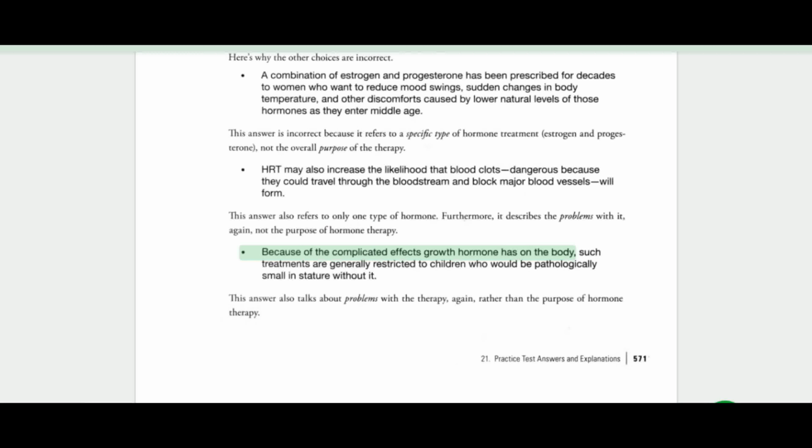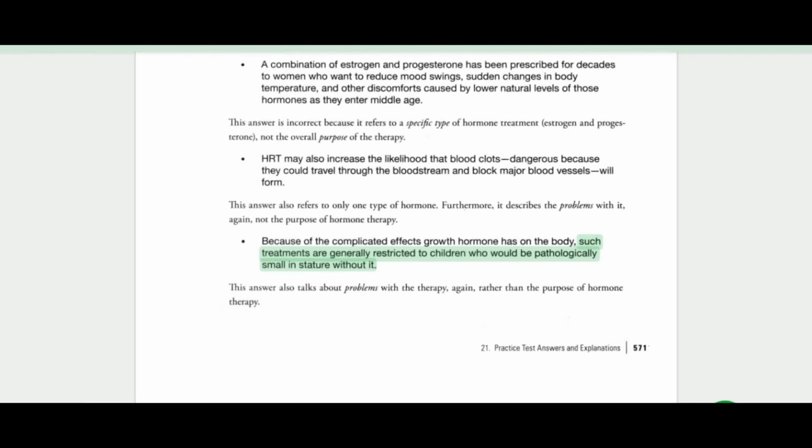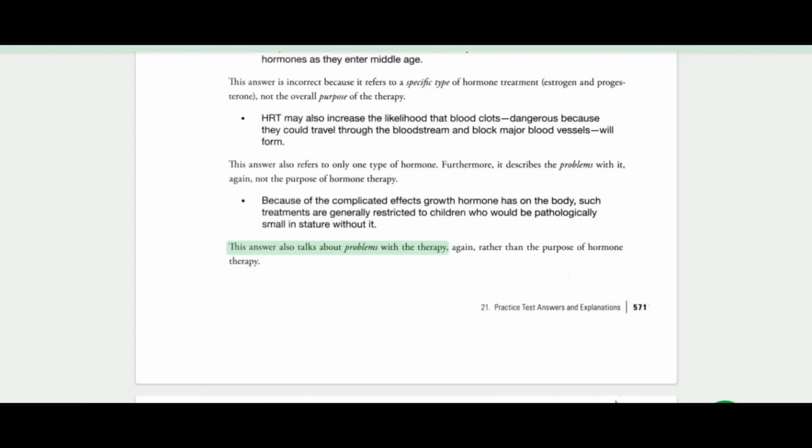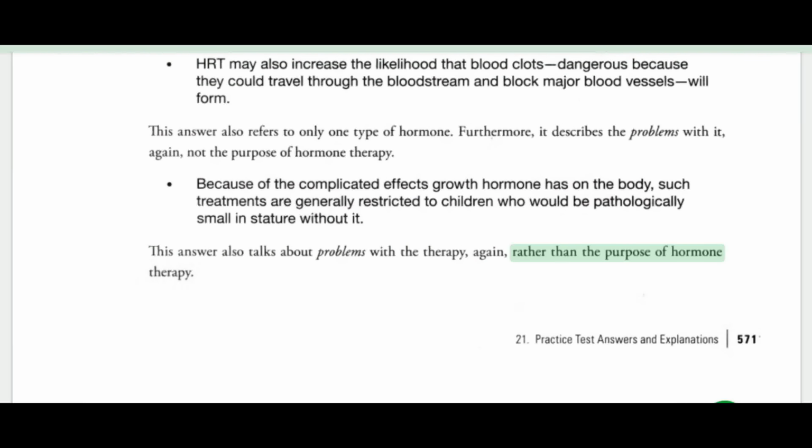This answer also talks about problems with the therapy, again, rather than the purpose of hormone therapy.